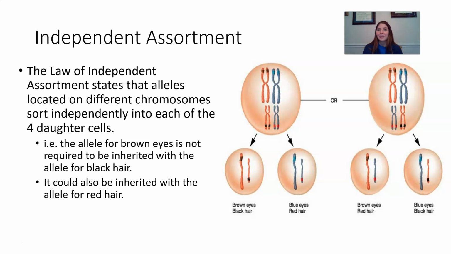So the law of independent assortment states that alleles located on different chromosomes sort independently of each other into the daughter cells. For example, the allele for brown eyes is not required to always be inherited with black hair, or blue eyes always being associated with blonde hair. Now we do have traits or genes that are linked, and we'll talk a little bit more about that in a different video.